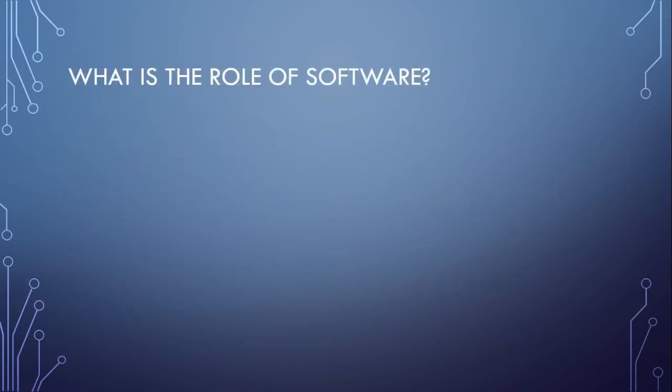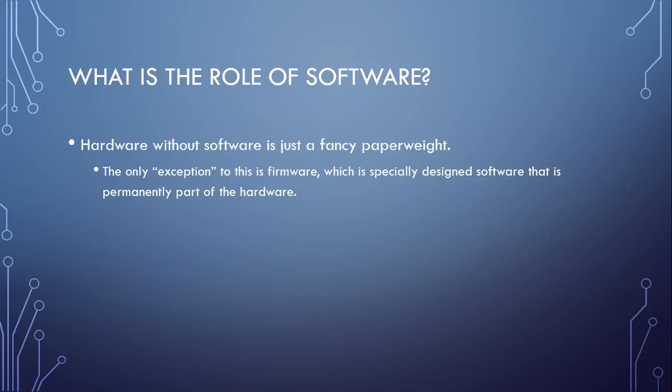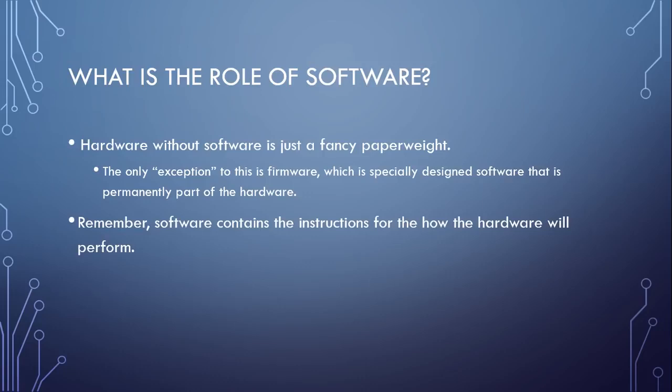All right, that's enough on hardware. Now let's talk about software. So what is the role of software? Now, hardware without software is really, at the end of the day, just a big fancy paperweight. The really only exception to this is that of firmware, which is specially designed software that is permanently part of the hardware. Remember, software contains the instructions for how the hardware will perform.